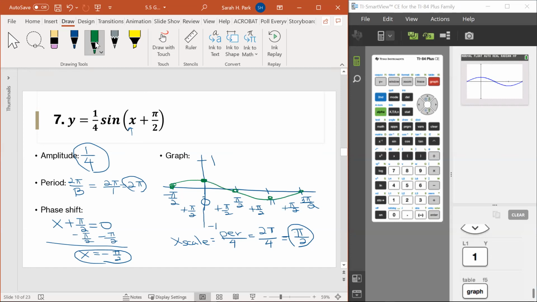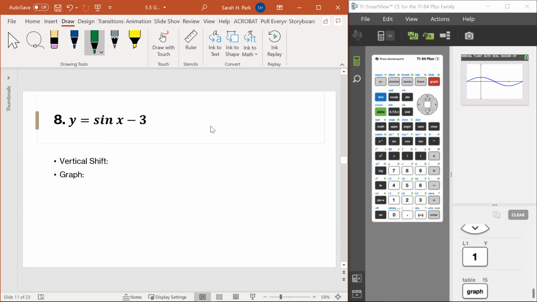Okay, so there is that function right there. Let's take a look at 8. 8 says y equals sine of x minus 3. So amplitude is 1, period's 2 pi. Whenever you're subtracting or adding, it does a vertical shift. So here we're subtracting 3. That means it's a vertical shift, shift downwards 3 units.